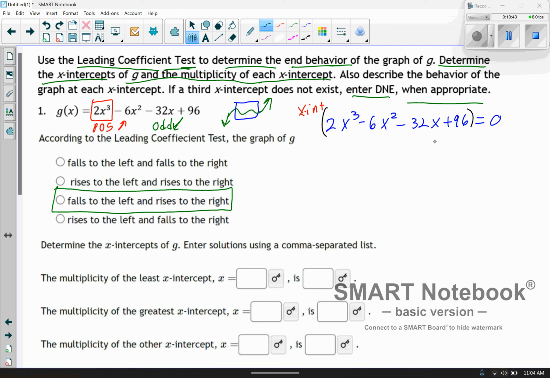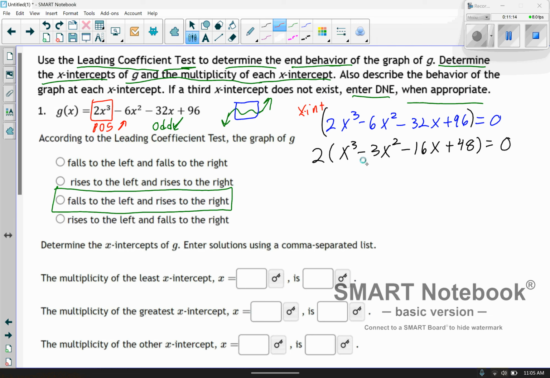Now, if I'm just finding the x-intercepts, that's fine. I could just divide everything by 2. But I kind of want to hang on to that 2 because it does affect how the graph looks. So I'm not actually going to just divide everything by 2. You could, but if you're going to use this equation to help you find some additional points later, it's probably best that we don't do that.